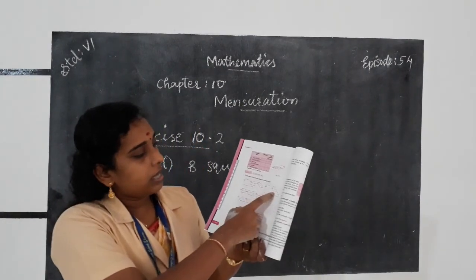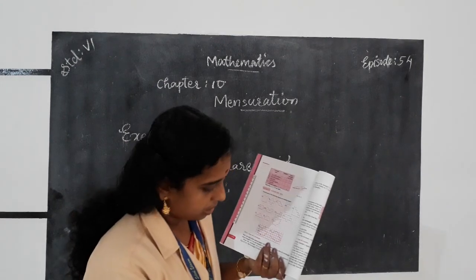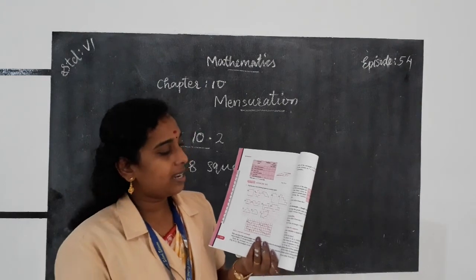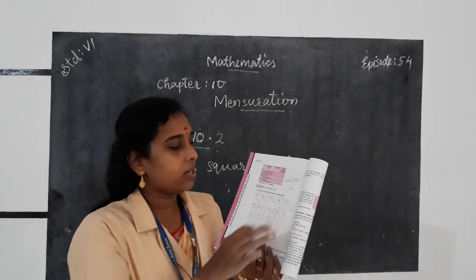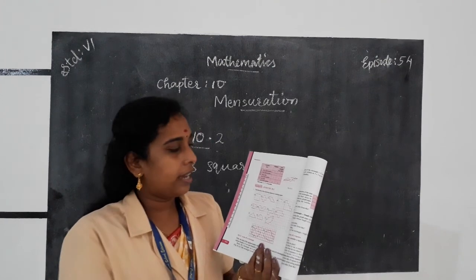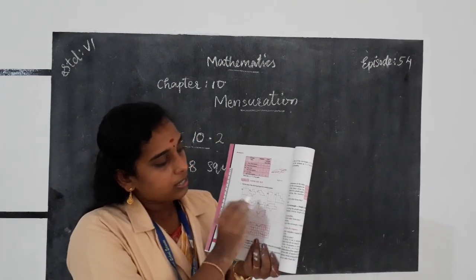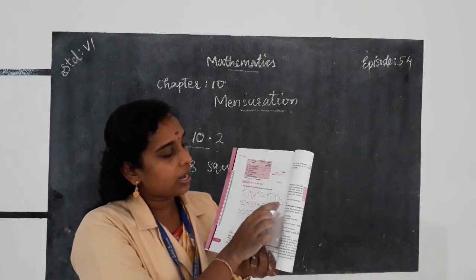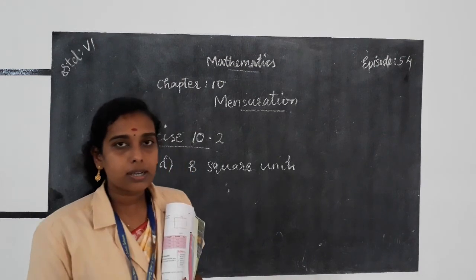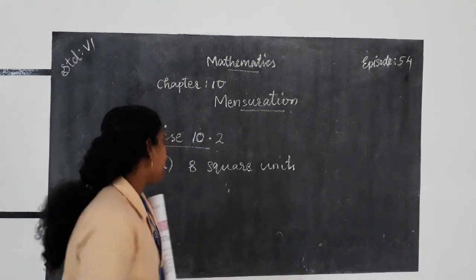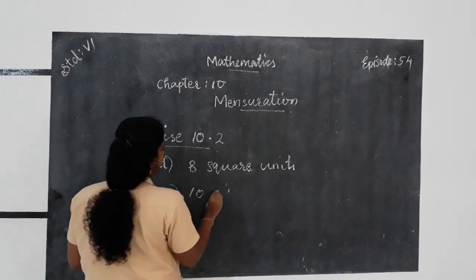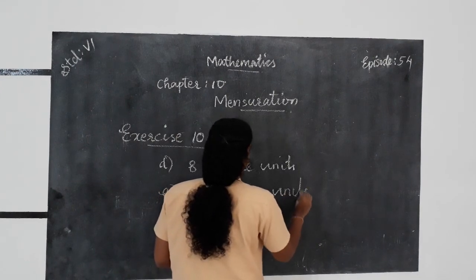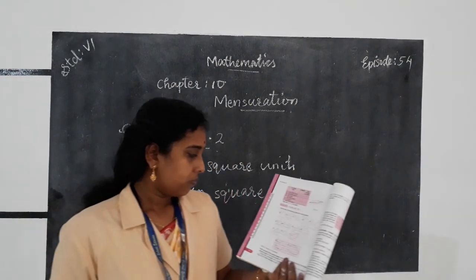Then this one. Here you can see that in this figure, all the squares are fully filled. There are no half filled squares. All squares are fully filled. How many fully filled squares are there in this picture? 1, 2, 3, 4, 5, 6, 7, 8, 9, 10. So all the squares are fully filled, and there are 10 of them. So 10 square units is the area of the given figure. Then the next one.